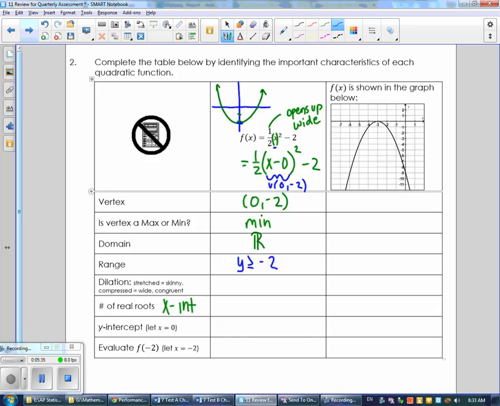We're talking about the dilation. Because it's 1/2, I know my graph is going to be wide. Sometimes we call that compressed because we've kind of smushed the y-axis. And the number of real roots, the number of x-intercepts, I'm just counting them. I can see that there are 2.